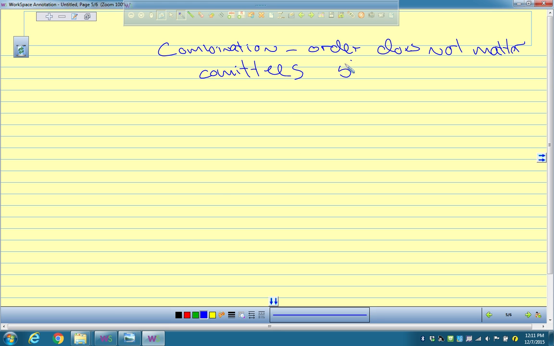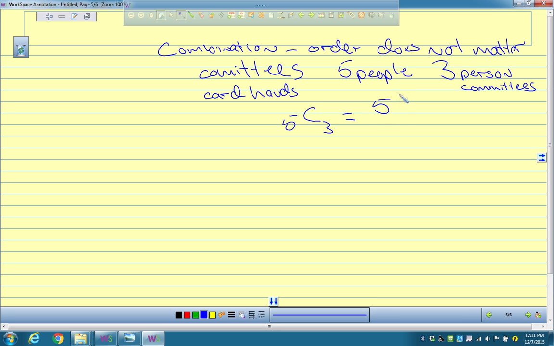Okay? Or they talk about card hands. We'll talk about that because it's kind of fun, but we're not going to get too into it. But 5 people, 3-person committees. And so that is 5 combination 3, which we learned the other day is 5 factorial over 5 minus 3 factorial, which is 2 factorial, but then you divide by 3 factorial, okay?